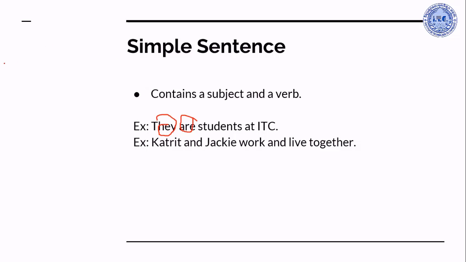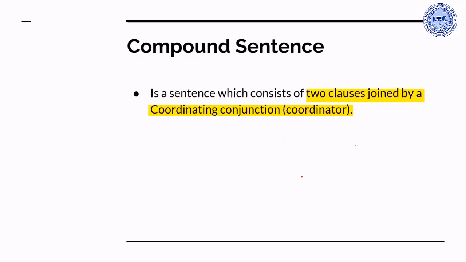The second example, so the subject is Gertrude and Jackie, and the verb work and live. Even though there are 2 verbs, still it is a simple sentence, again because there is no coordinator or subordinator. Now let's take a look at the compound sentence.